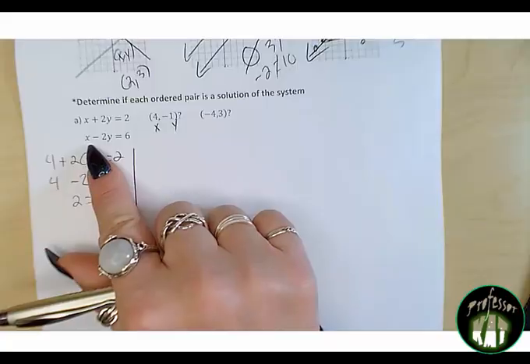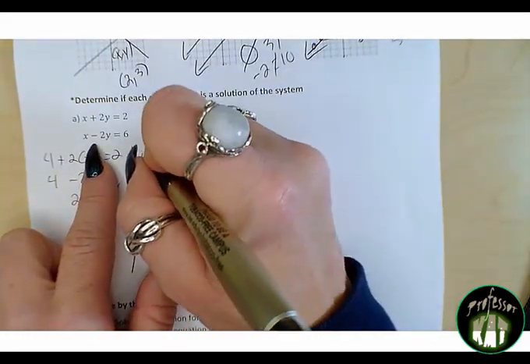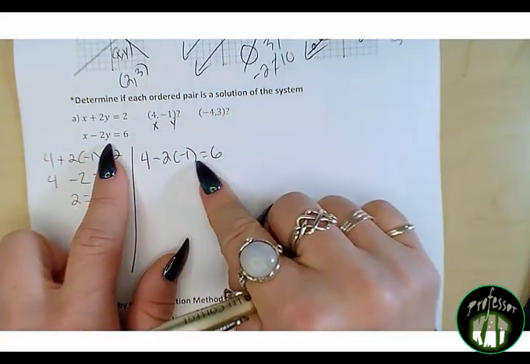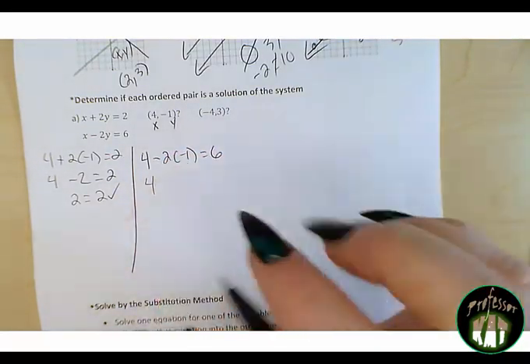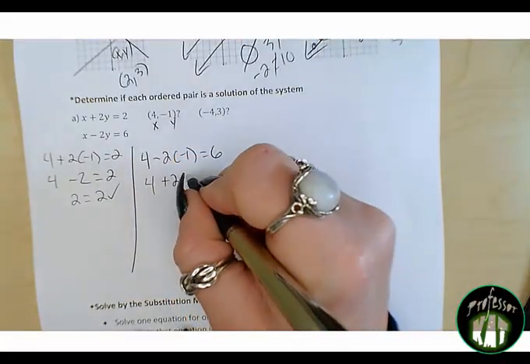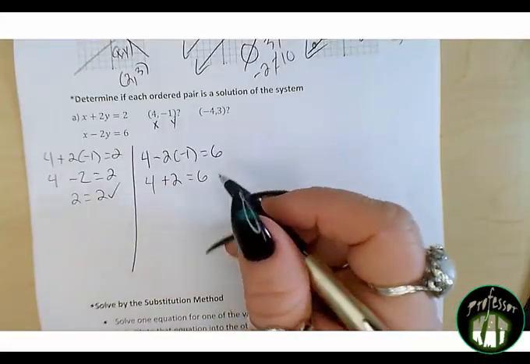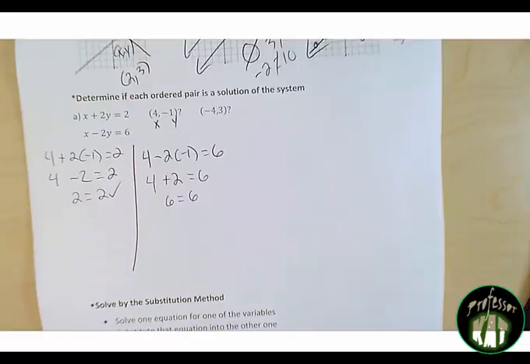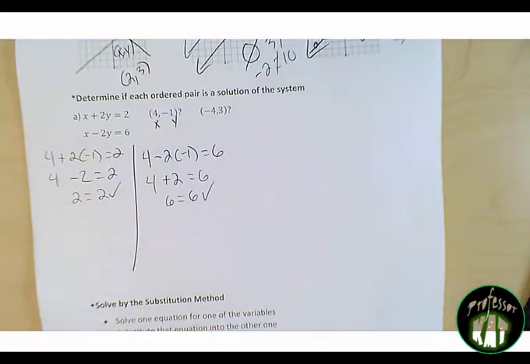So now I'm going to take the bottom equation and plug the same point in. I'm going to plug in 4 for x and negative 1 for y. That would look like this. Simplify this. Drop down the 4. Negative 2 times negative 1 is a positive 2, and that's going to equal 6. When we add the left-hand side, 4 plus 2 is a 6, giving us that 6 equals 6. This is true. 6 does equal 6.